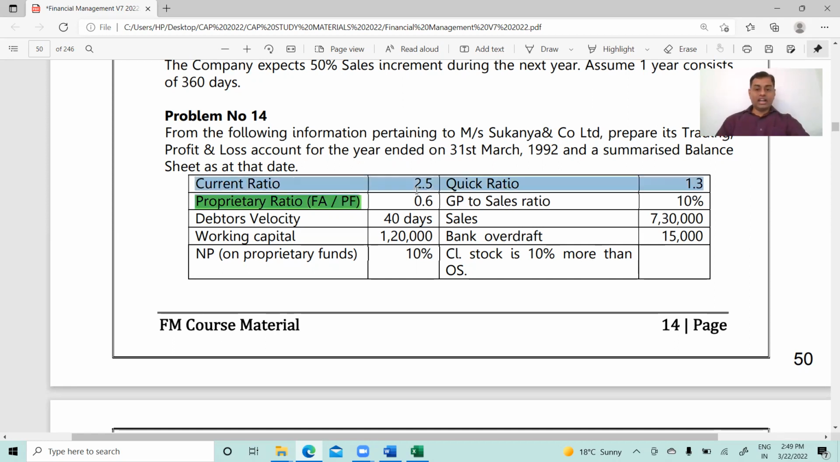So first, using current ratio and working capital, you will calculate current assets and current liabilities. Then using quick ratio, you will calculate stock. Then you will do proprietor funds. This proprietor ratio, fixed assets by PF, is 0.6 now. So working capital by PF is how much?